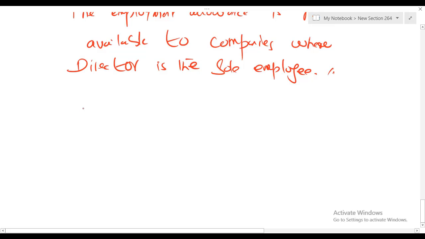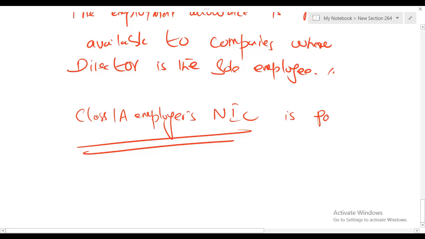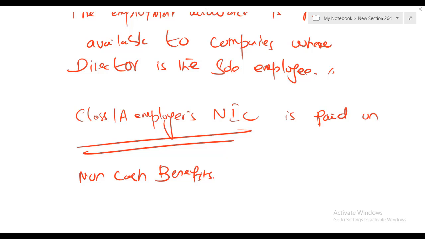Okay. We have one more employer NIC, that is class 1A employer NIC. Class 1A employers NIC is paid on non-cash benefits. For example, you have given rent-free accommodation to your employee. For example, employer has given a car for personal use to the employee. For example, employer has given any other asset for the personal use of that particular employee. So class 1A employer NIC is paid on non-cash benefits.